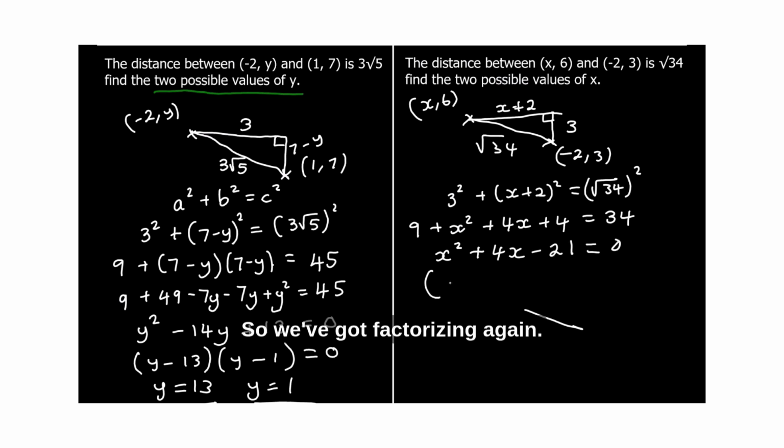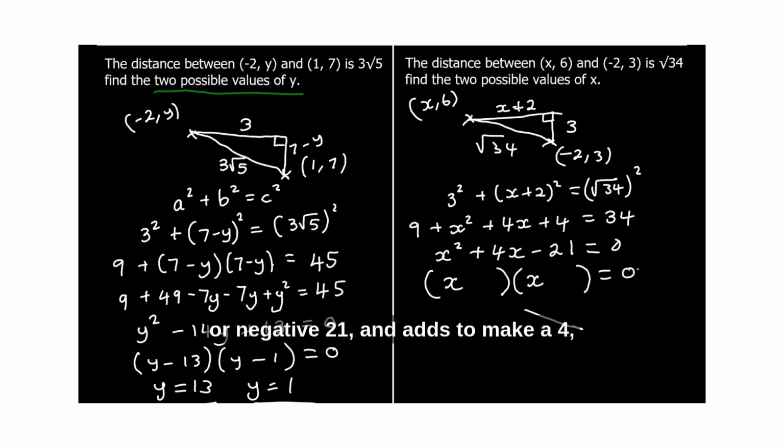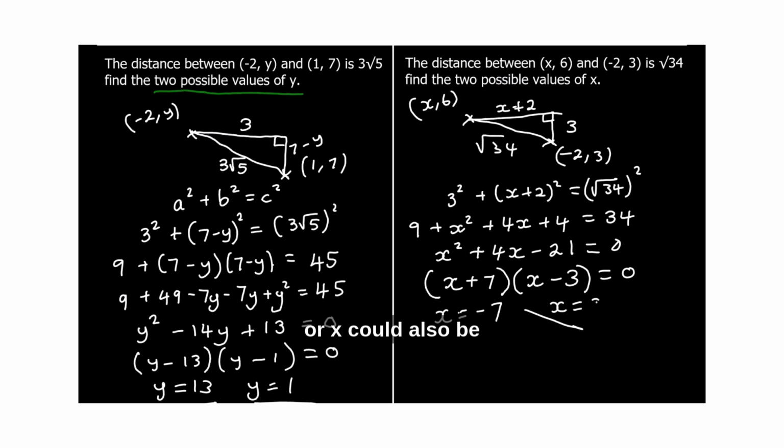So we've got factorizing again. What multiplies to make negative 21 and adds to make 4? It's plus 7 and negative 3. So x can be negative 7, or x could also be 3.